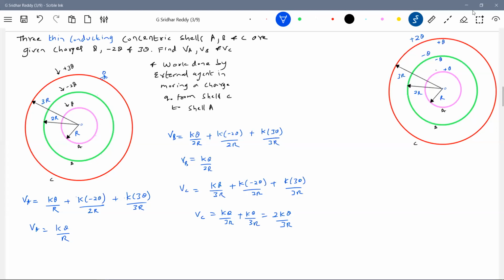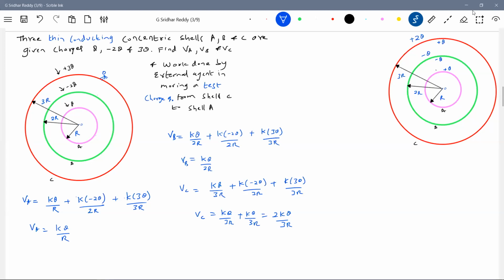Now something is again troubling us. Work done by an external agent in moving a charge Q0 from shell C to shell A. Some test charge it is. So it will not produce its own field. So let's not bother about the change in potential due to movement of this charge.